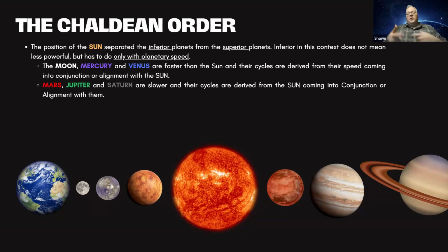And so, how this relates to planetary cycles is that the moon, Mercury, and Venus, because they were faster than the sun, their cycles with the sun were derived from when they would, in their speed, catch up to the sun, enter into a conjunction with the sun, and then move through the cycle until they came to the next conjunction. And that cycle was unique to the inferior planets because they were faster than the sun. For all of the superior planets who are slower than the sun, it was about the sun moving through its position and how the sun came into contact with the superior planets who were slower to move through the cycles.